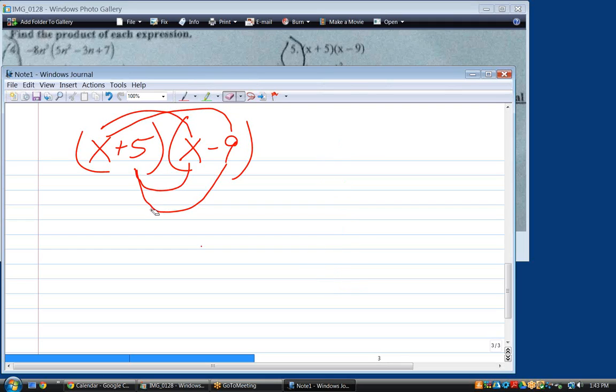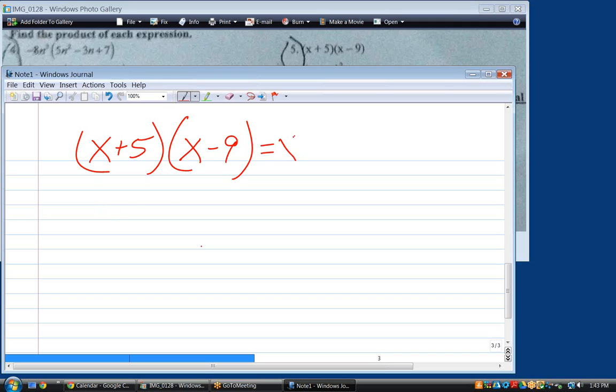The thing I don't like about FOIL is that it only works for two terms times two terms. If you have two terms times three terms, it doesn't work. And yet, every term by every term does. So, no matter how many terms you have, as long as you do every term by every term, you'll be fine. So, what's the first term that I get as a result?